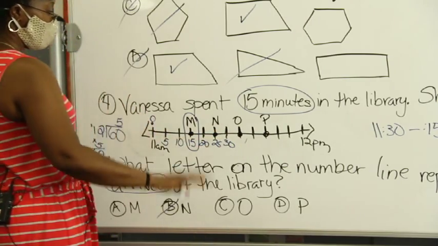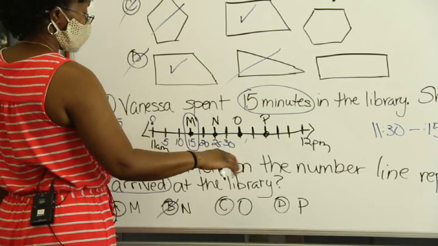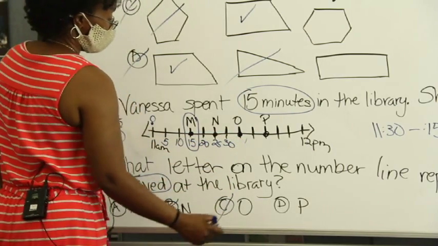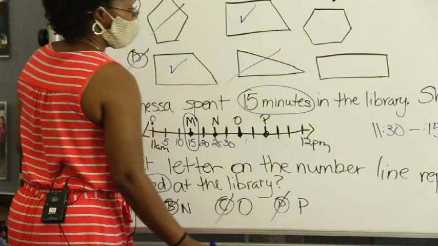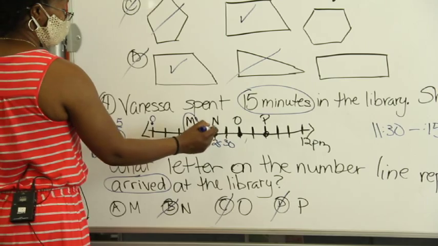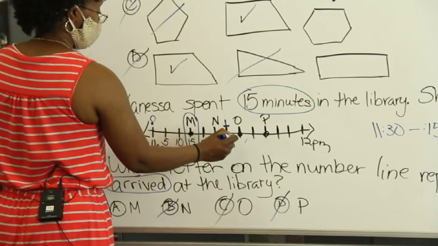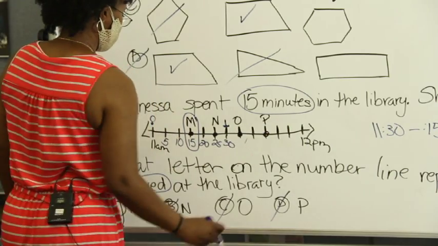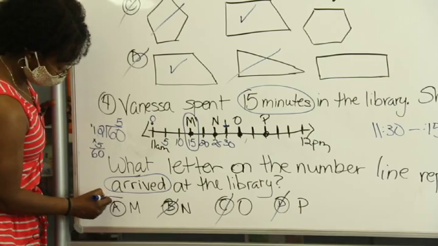O is on the second half of the timeline, so it wouldn't be that one. And P also. P is closer to 12, so that can't be it, when the time that they actually left was at 11:30, okay? So you shouldn't be choosing anything this way, okay? So we're going to go with answer A, which is M.